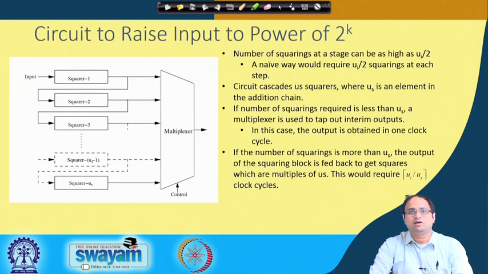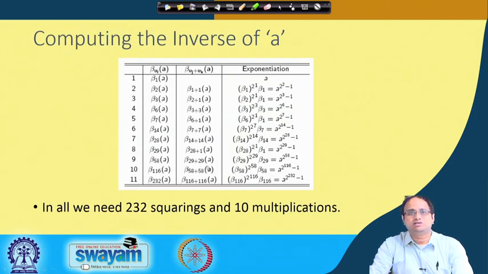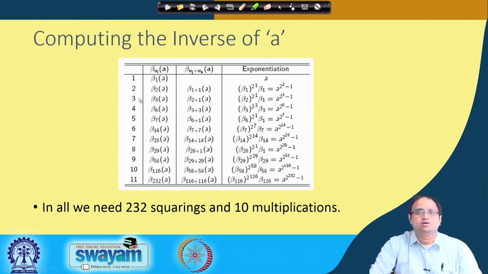If you go back to this table, for example, you can see that the number of squarings you are doing is nothing but the difference of one U_i value with the previous one. Suppose it is 28 and 14, you are doing 14 squaring operations here. Likewise, if it is 3 and 2, you are doing 1 squaring operation. If it is 232 and 116, you are doing 116 squaring operations. So, that is the difference.